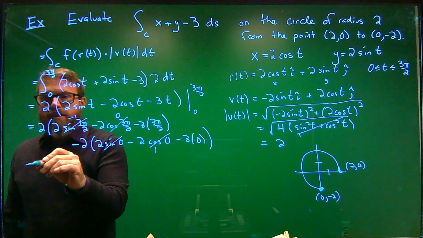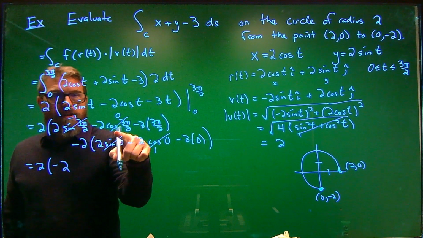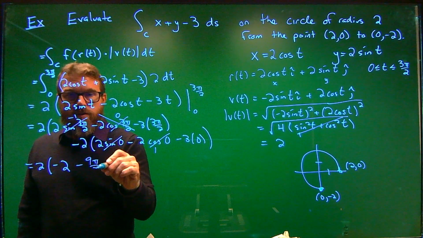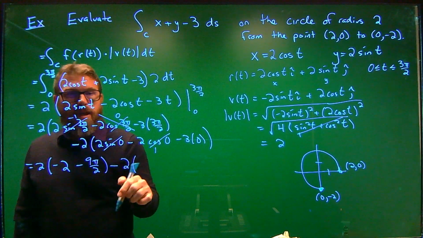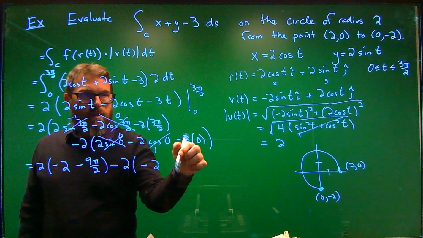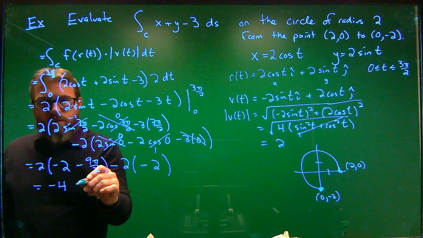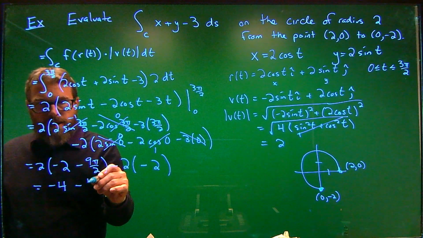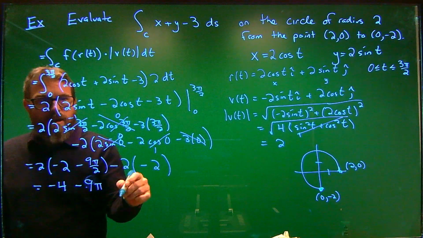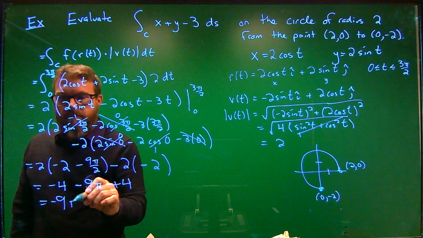So this will simplify to 2 times negative 1, which is minus 2. This is 0, so that whole thing is gone. Minus 9 pi over 2. Minus 2 times, this was 0, so that whole thing is gone. Minus 2, and this also is 0. So we're done here. We're going to get minus 4 minus 18... well, actually, the 2's will cancel. These 2's will cancel. So minus 9 pi plus 4. So this is going to be equal to negative 9 pi.